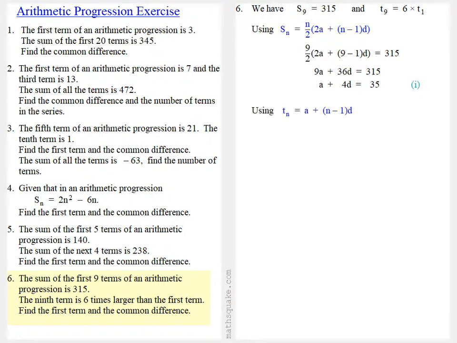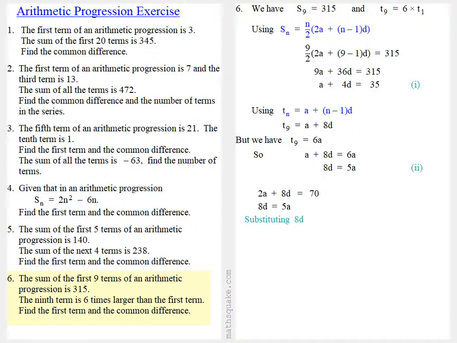Now, we can use the formula Tn is equal to a plus n minus 1 d. Now T9 is equal to a plus 8d, and we have T9 is equal to 6a. So a plus 8d is equal to 6a. In other words, 8d is equal to 5a. And this gives us two equations. a plus 4d is equal to 35, which we can double to get 2a plus 8d is equal to 70. And 8d is equal to 5a.